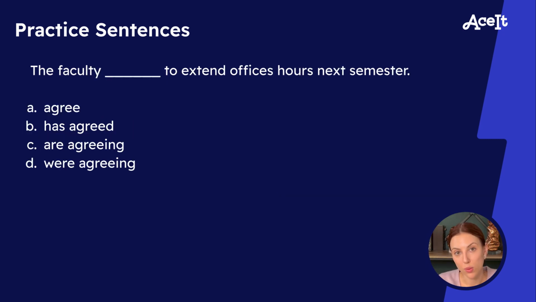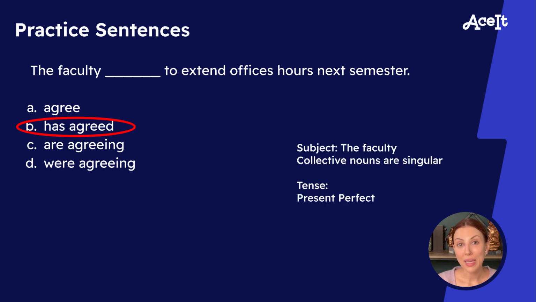The faculty blank to extend office hours next semester. What's our subject? The faculty. Now you might be thinking that the faculty is a plural subject because the faculty itself is made up of a number of professors or teachers. But faculty is actually a collective noun, and therefore we treat it as a singular subject. If you want to learn more about collective nouns, we have another video in the series that you can check out. If you chose answer B, has agreed, you are correct. Has agreed is the singular present perfect tense of to agree.